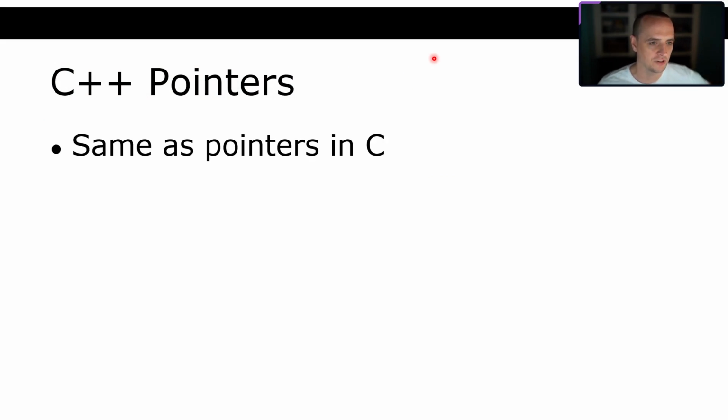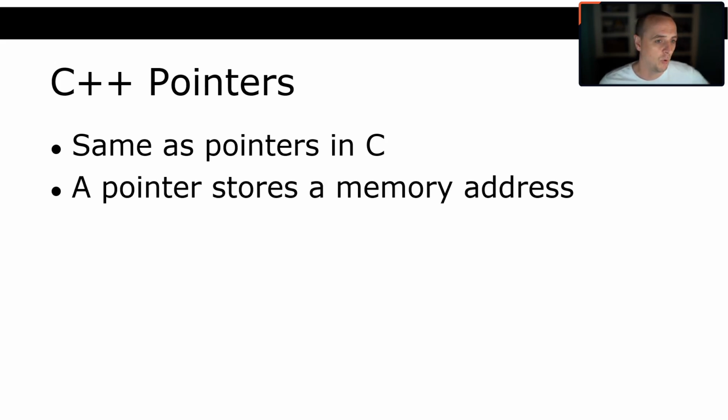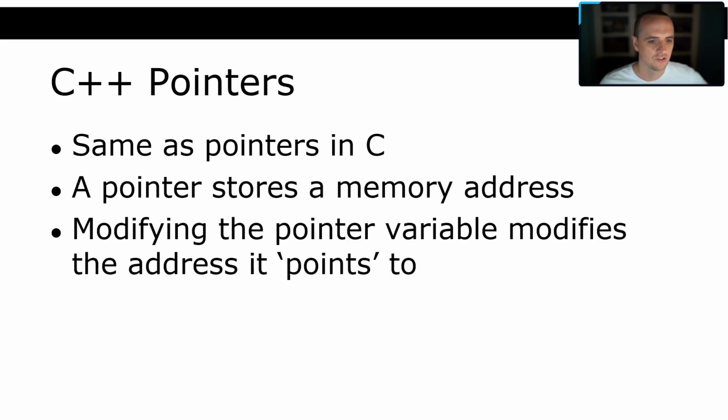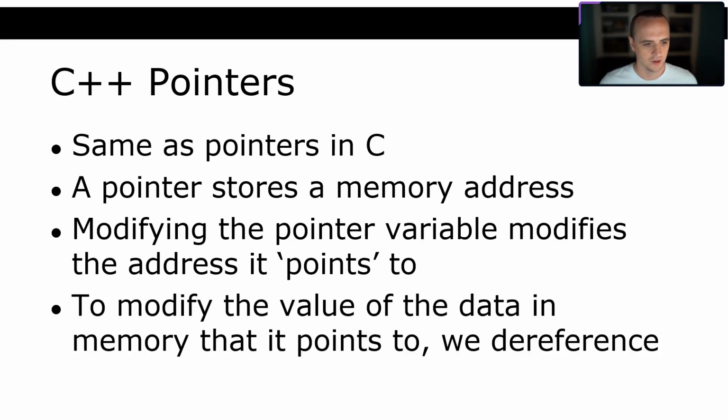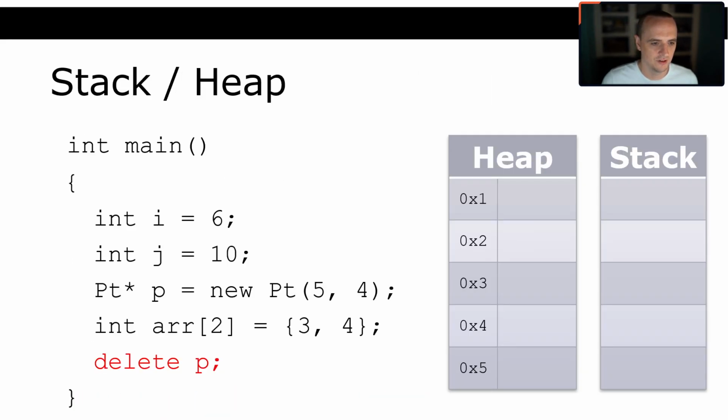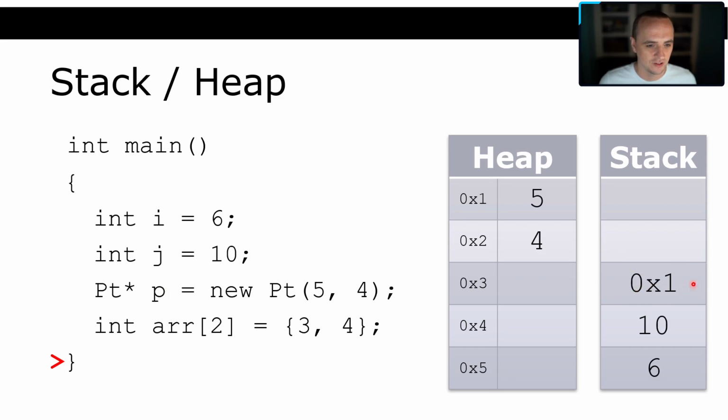So C++ pointers are the same as pointers in C. They just point to a memory address, okay? A pointer is a variable that stores a memory address, and that is all. That's it. So modifying the pointer variable modifies the address that it points to. If you modified the pointer p in our example here, it would not modify the heap data. It would just modify the address here that's on the stack.